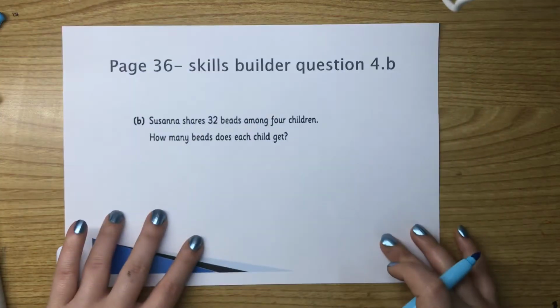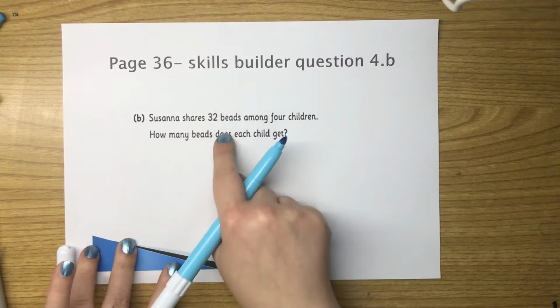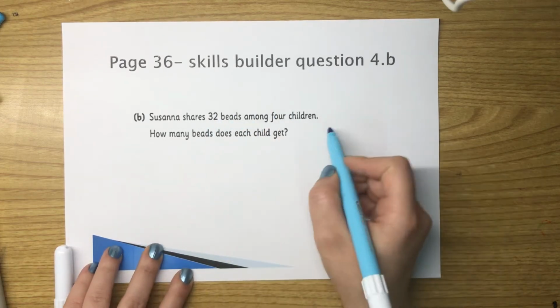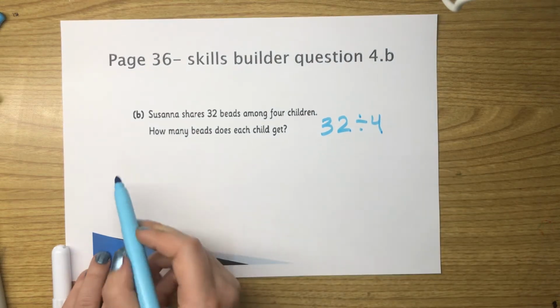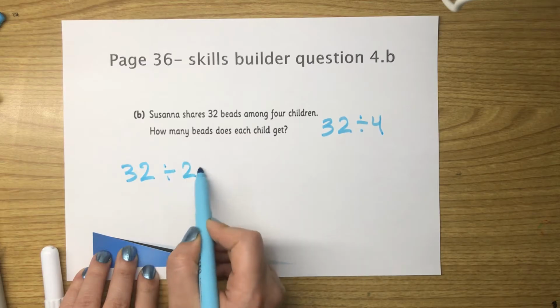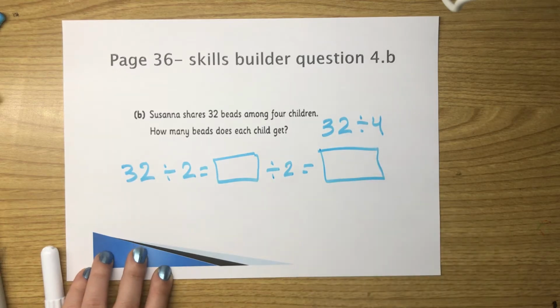Next, the skill builder. Question is 4B. To revise, Susanna shares 32 beads among 4 children. By using halving and halving again, instead of finding 32 divided by 4 children, we are going to take 32 divided by 2, and the answer will be divided by 2 to find the answer of 32 divided by 4.